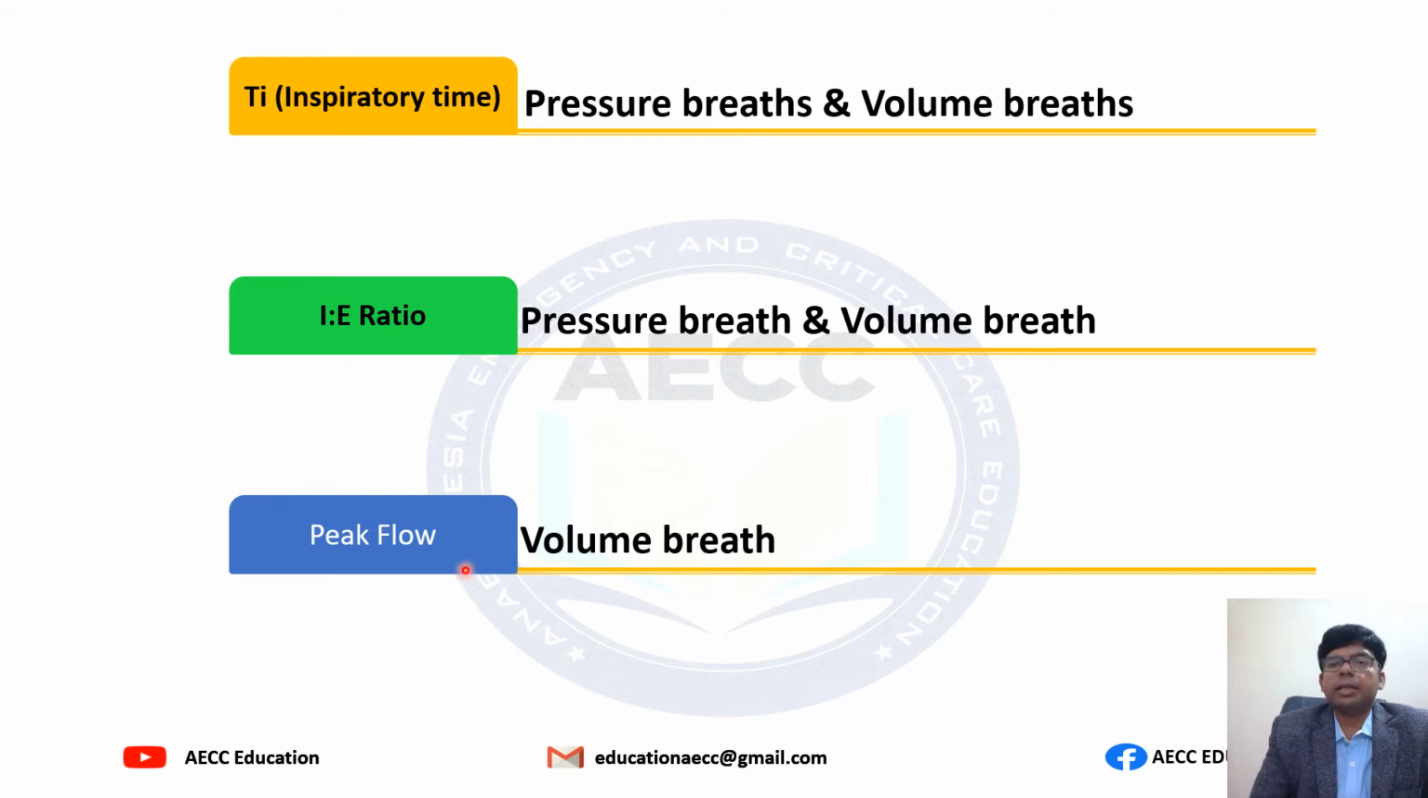Cycling can be done by the setting of inspiratory time and IE ratio depending on the ventilatory mode. This inspiratory time and IE ratio can be applied for both pressure breath as well as volume breath. But setting the peak flow is only helpful for the volume breath or in case of the volume control mode, not in case of the pressure control mode.